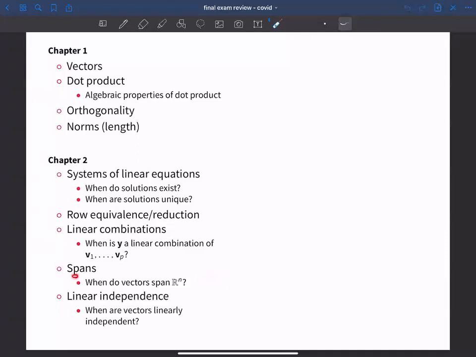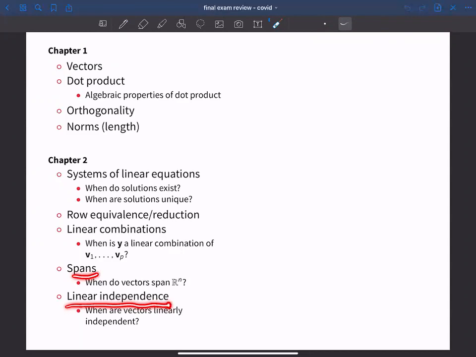So spanning and linear independence are two of the big key concepts. Make sure you understand these really well and have them locked down. These are things that will show up again and again, and they're conceptual things.